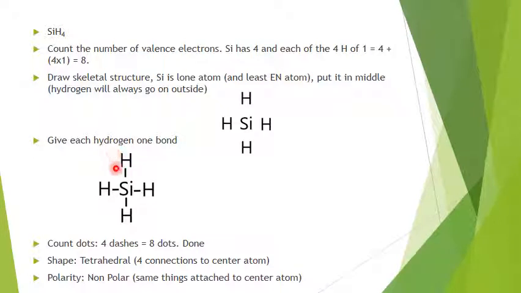Outside atom, you give it its number of bonds and lone pairs. That's hydrogen. It gets 1 bond. You put those on. Then you count the number of dashes, the dots, I mean. Every dash is 2 dots. So you got 2, 4, 6, 8. 8 dots, 8 valence electrons. Check it off, you're done. Okay, what's the shape? Tetrahedral. The center atom has 4 things attached. This is a nonpolar molecule because it has the same things attached to the center atom.